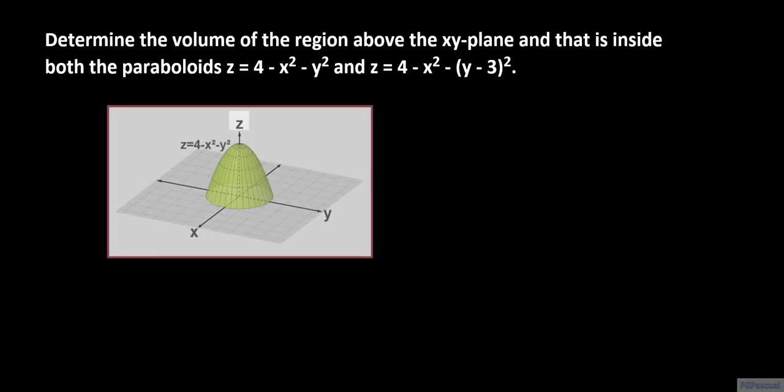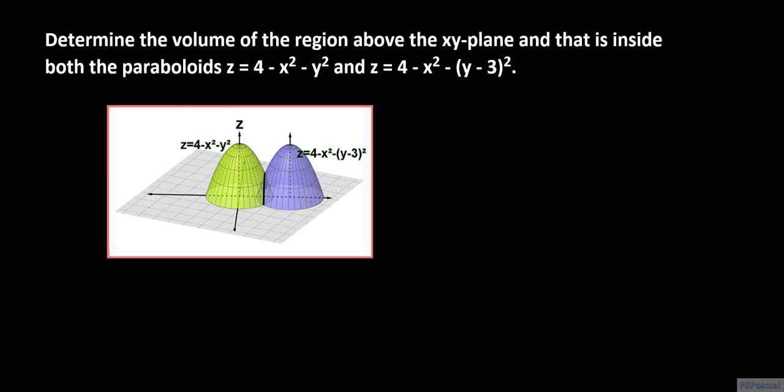The first paraboloid, z equals 4 minus x squared minus y squared, has the z-axis as its central axis. By translating the first paraboloid and its axis 3 units along the positive y-axis, we get the second paraboloid and its central axis. Since one paraboloid is a mere translation of the other, the curve of intersection between the two paraboloids is equidistant to the central axes of the two paraboloids.